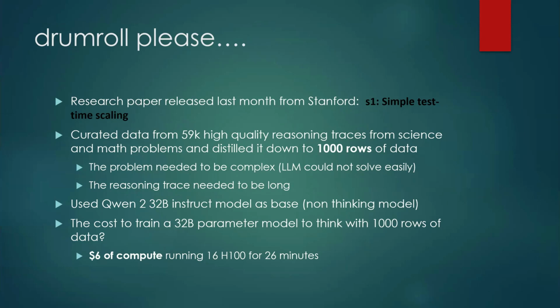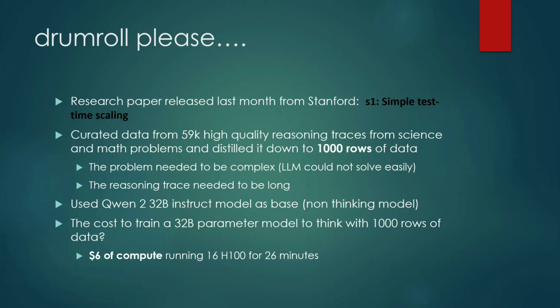They curated this data. First, they got really hard questions: PhD-level exam questions and math contest questions, the kind that normal human beings can't answer. And they got 59,000 high quality reasoning traces. Originally, they used a Google model, and afterwards they used R1 to create these traces.